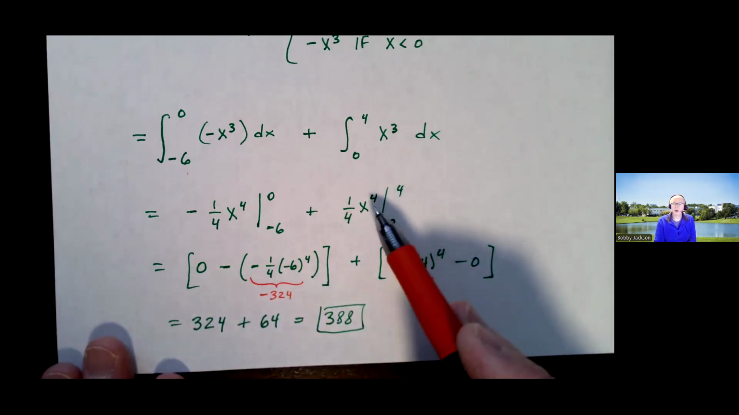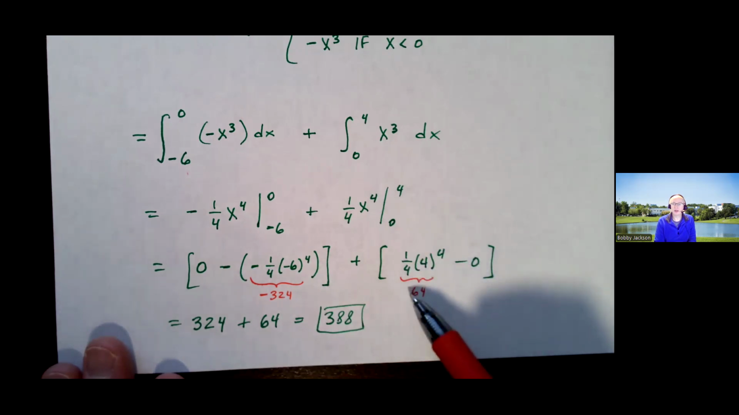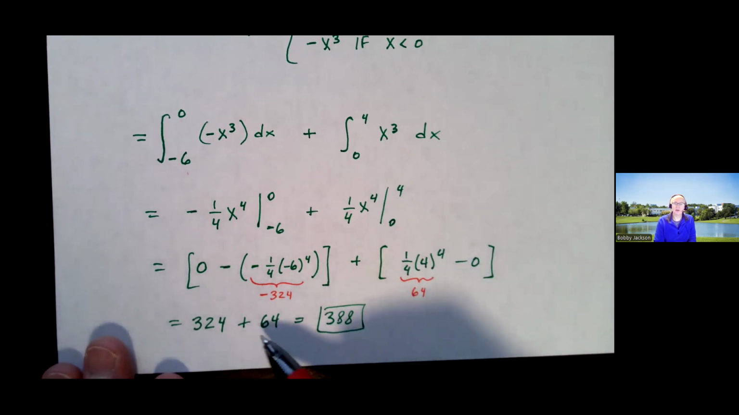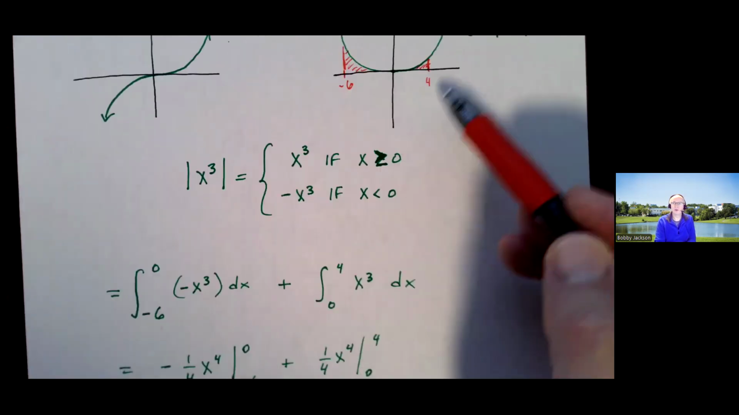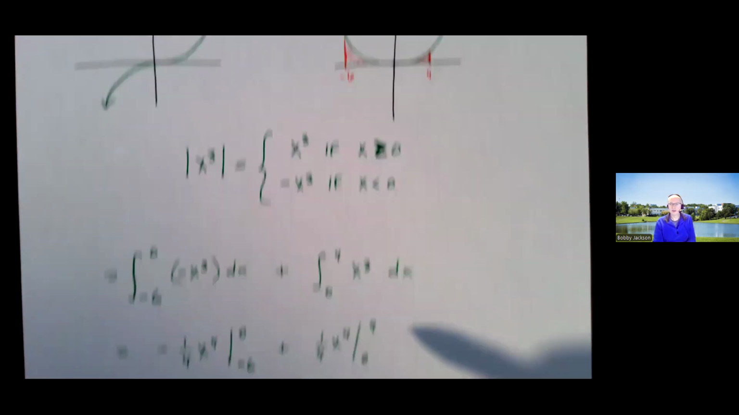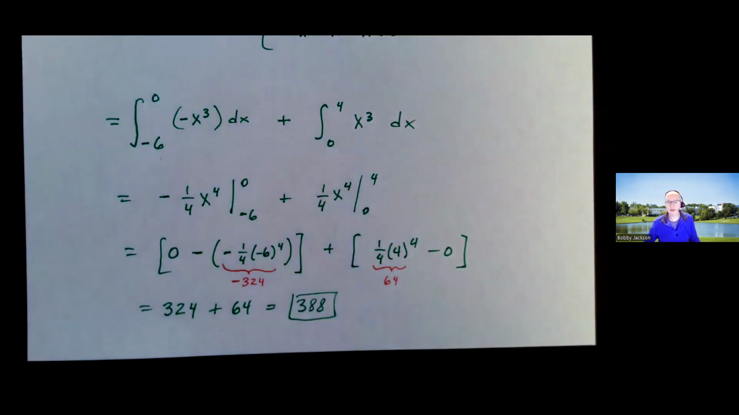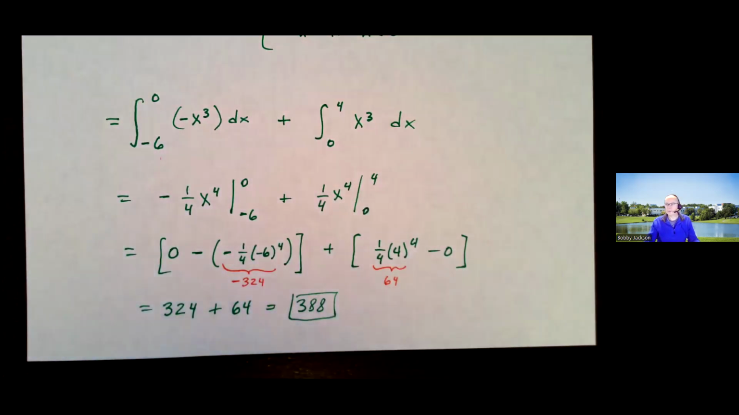Here I plug in 4 and then 0 and subtract, and I get 64. So adding those two up, I get 388. Basically, the 324 would be this shaded in region here, whereas the smaller value 64 would be this shaded in area here. So the value of our definite integral in this case is 388. Hope this helps.